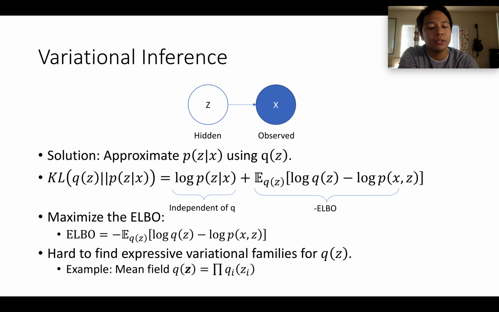However, it is hard to find an expressive family of distributions q(z) to approximate p(z|x) that is widely applicable to many models. One example is mean field variational inference, where each hidden variable is assumed to be independent of the others and given an explicit univariate distribution, such as a Gaussian. However, this independence assumption is very restrictive, as the hidden variables could potentially be correlated.